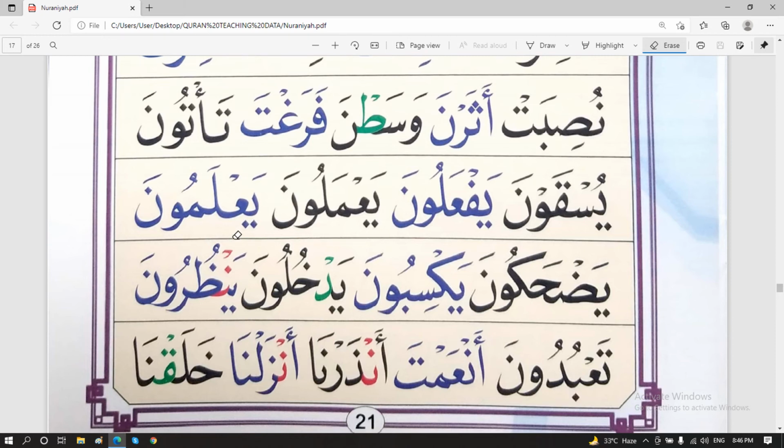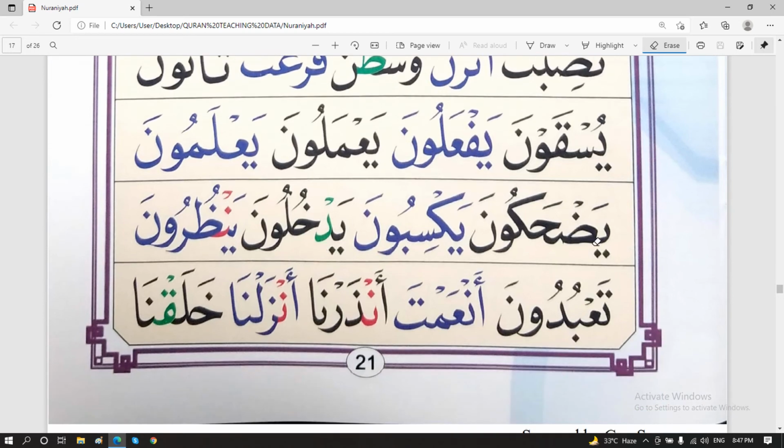Wow madda, stretch it. We had a special lesson about wow madda, ya madda, and alif madda before. These are examples for wow madda and wow lean, as I told you.